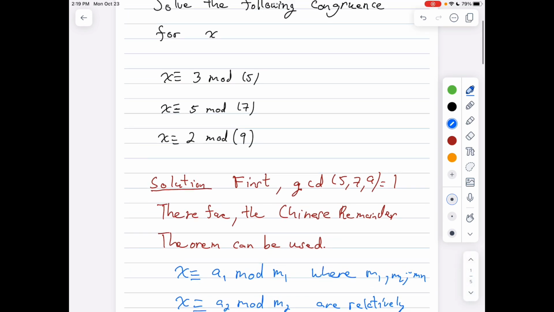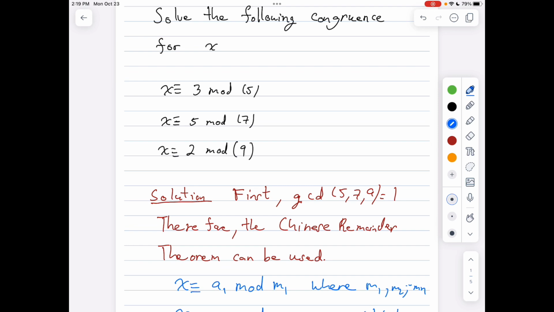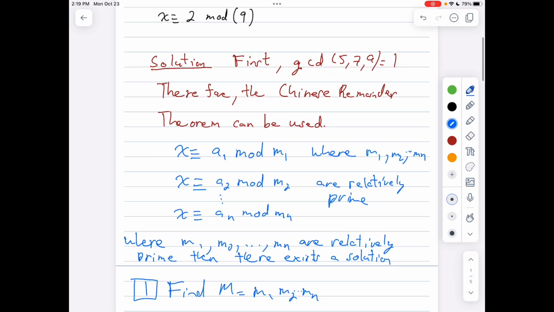All right, so notice first of all that the greatest common divisor of 5, 7, and 9 is equal to 1. So they're all, we say, pairwise relatively prime to each other, okay? And because of that, we can go ahead and apply the Chinese Remainder Theorem. If it's not equal to 1, then the Chinese Remainder Theorem would not necessarily work out, and you have to go with another route. That's what we'll be concentrating on today, though, applying the Chinese Remainder Theorem.